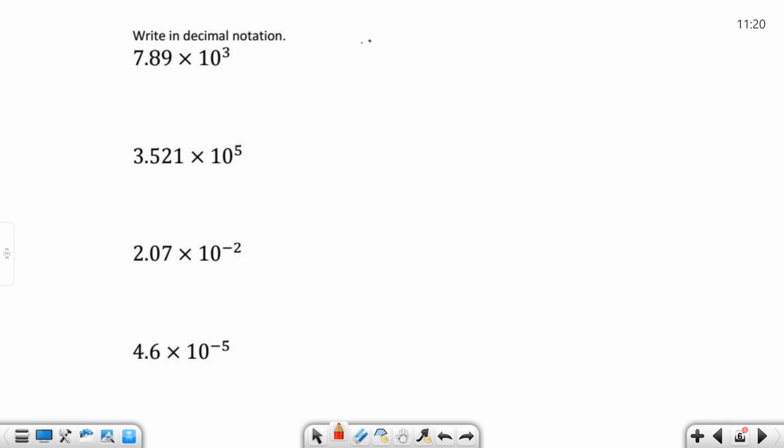If I'm making it bigger, I'm going to take my 7.89 and move my decimal this way, right? I'm making it bigger, and I move it 1, 2, 3 places. I move it 3 places because it's 10 to the 3rd power, right? Our number system is based on tens. You have the ones, the tens, the hundreds, which is 10 times 10. Then you have the thousands, which is 10 times 10 times 10. Then you have the 10,000s, which is 10 to the 4th power.